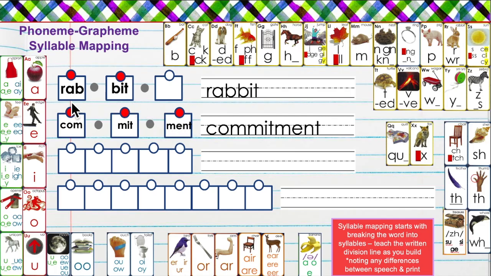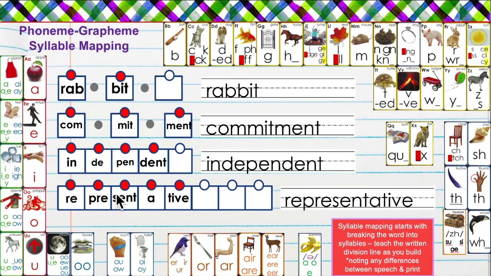Rabbit's a little tricky. I probably would have done rabbit, put the RA, put the BIT, and then talked about why that B was there, just for encoding. Again, there could be some confusion, so choose which one your students understand easier. It gets a lot easier when you're dealing with suffixes and prefixes.